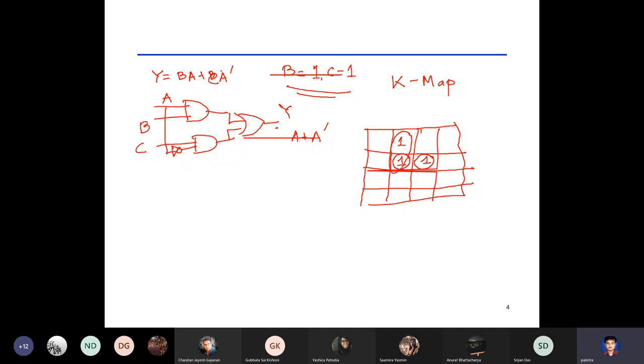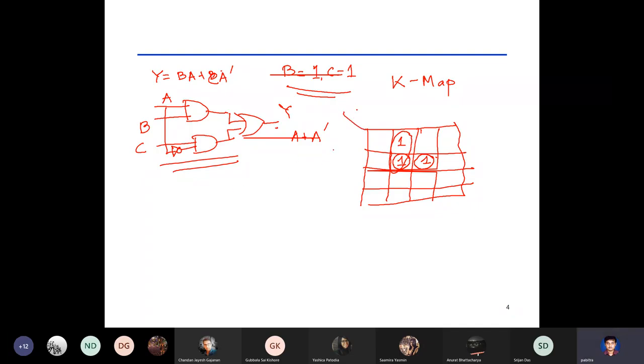note one thing, that whether a hazard will be there or not is a property of the realization. It's a property of the realization that we have, not of the technology, not whether you use CMOS or TTL or anything, but of the circuit that we have. So let's say this realization, this BA plus CA bar realization, I don't know whether it matches with this.